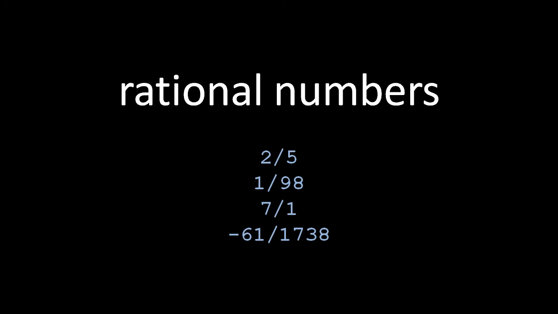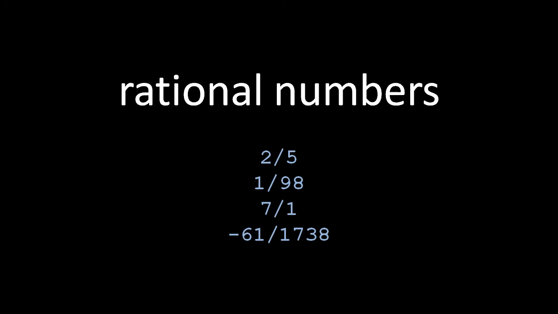Integers and rationals differ in one important property. Both integers and rationals stretch off into positive infinity and negative infinity, but between any two rational numbers, there's an infinite number of other rational numbers. This is not the case with integers. Between any two integers, there's a finite number of integers.